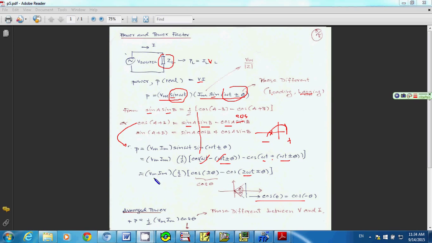So that's why for the positive P, I have P equal to 1 over 2 multiplied by Vm Im, the amplitude of the voltage and the amplitude of the current, and then multiplied by cosine theta. Theta is the phase difference between the voltage and the current. Okay, so that's how you find the average power.